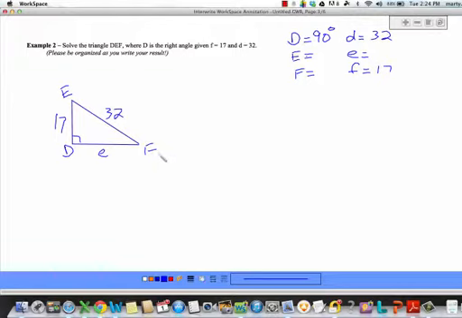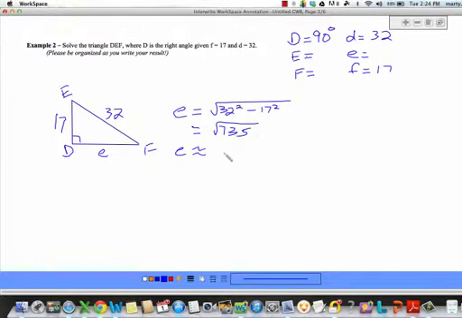I would start with using the Pythagorean theorem to find e. I need to find the third side whenever I have 2 sides of a right triangle. I can find that e is going to be equal to the square root of the hypotenuse squared minus the other leg squared. You don't have to go right to this. We can set it up with e squared plus 17 squared equals 32 squared if you want, but we can cut to the chase here. I think this is the square root of 735, and that ends up being approximately 27.11 when rounded. So I found e, 27.11.